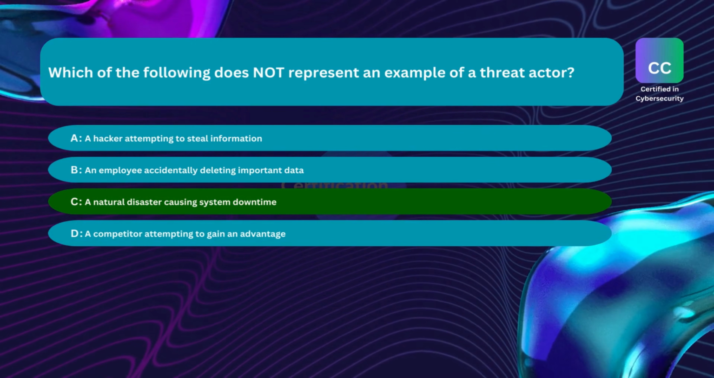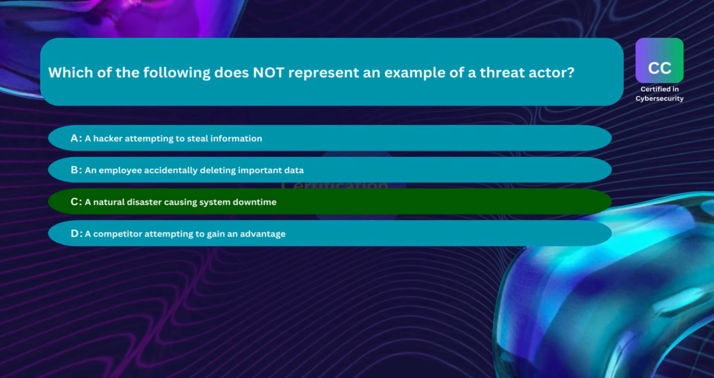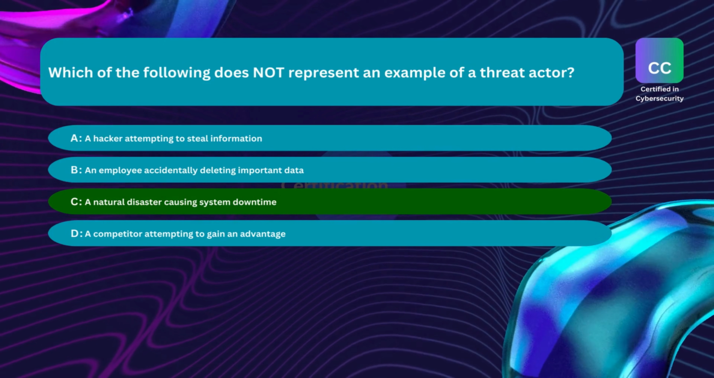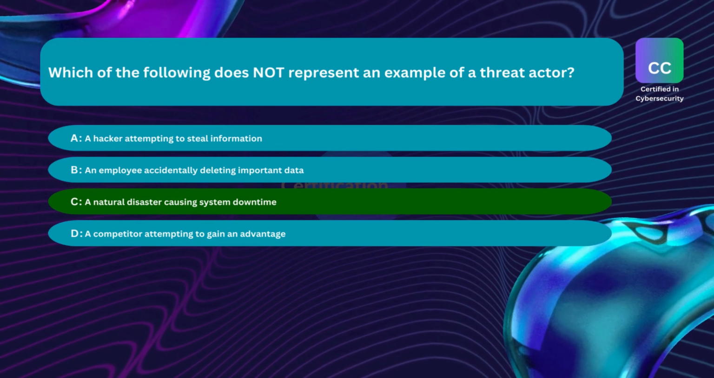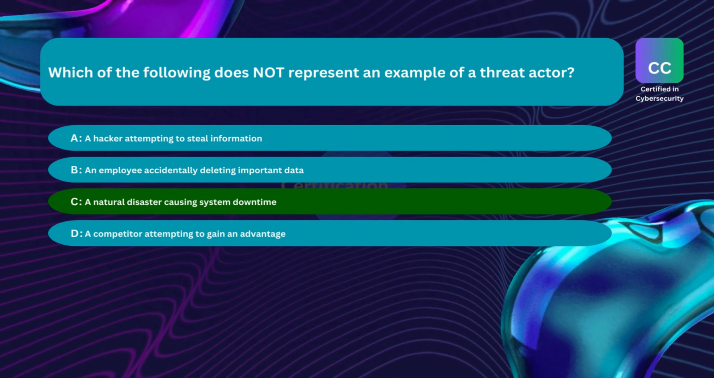The correct answer is Option C, a natural disaster causing system downtime. A natural disaster causing system downtime is not an example of a threat actor. Threat actors are individuals or groups that pose a threat to an organization's security, such as hackers, competitors, and insiders.